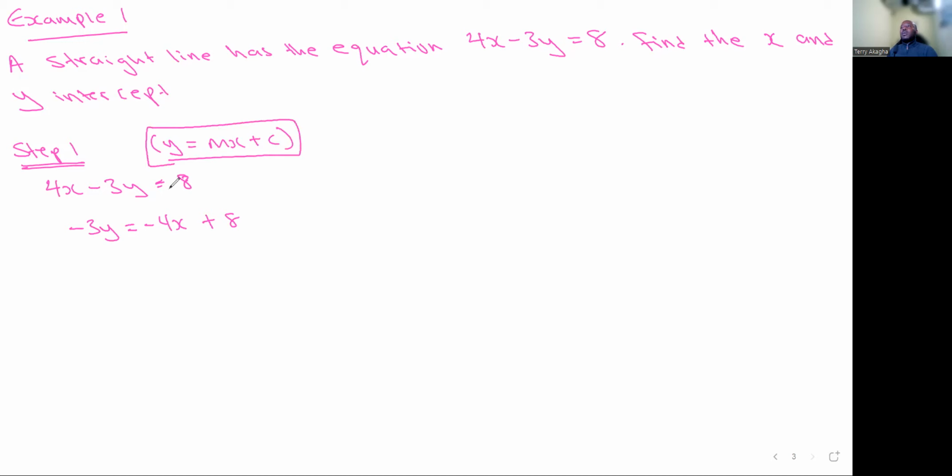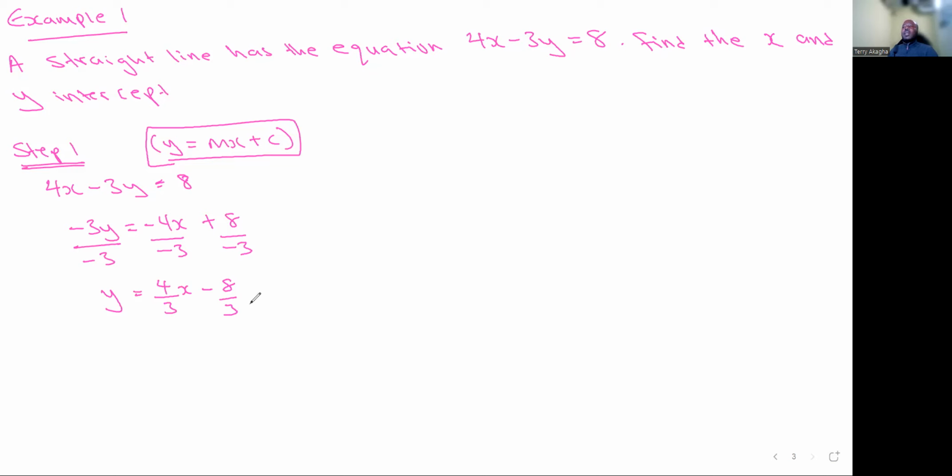So I'm going to rewrite the equation by making y the subject of the formula. Then I divide both sides by minus 3. This will cancel that, and that will give me y is equal to 4 over 3 x, then minus 8 over 3.